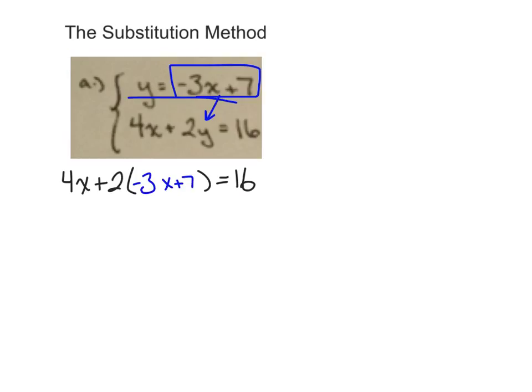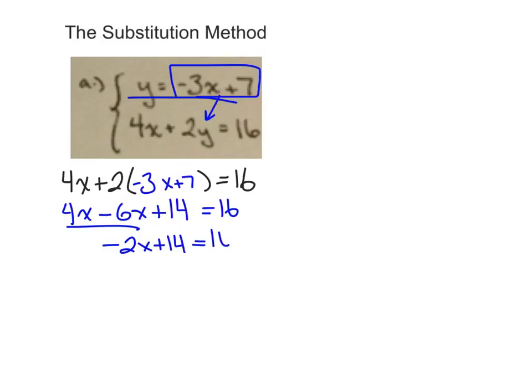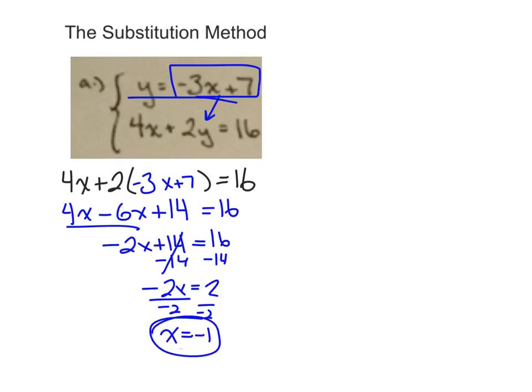Now we have a linear equation with one variable. We can just go ahead and start solving it. Distribute: negative 2x plus 14. Combine like terms. Negative 2x plus 14 equals 16. Subtract. Negative 2x equals 2. And then divide by negative 2. So x equals negative 1.